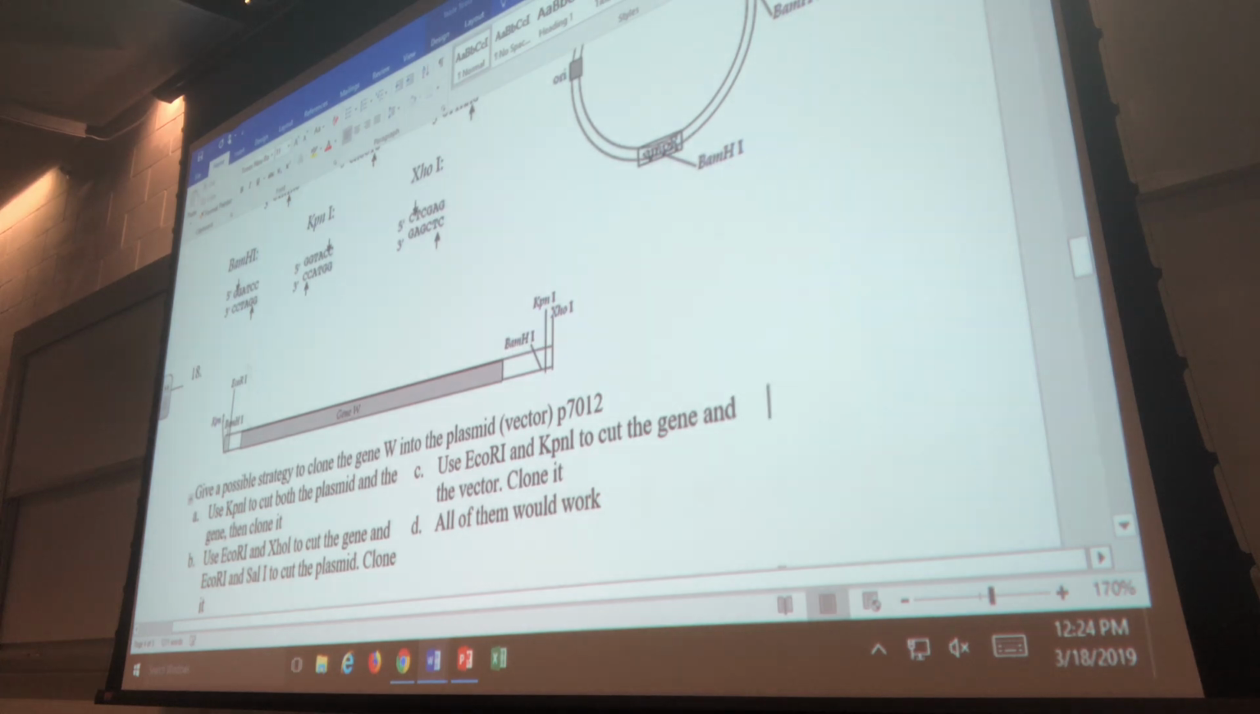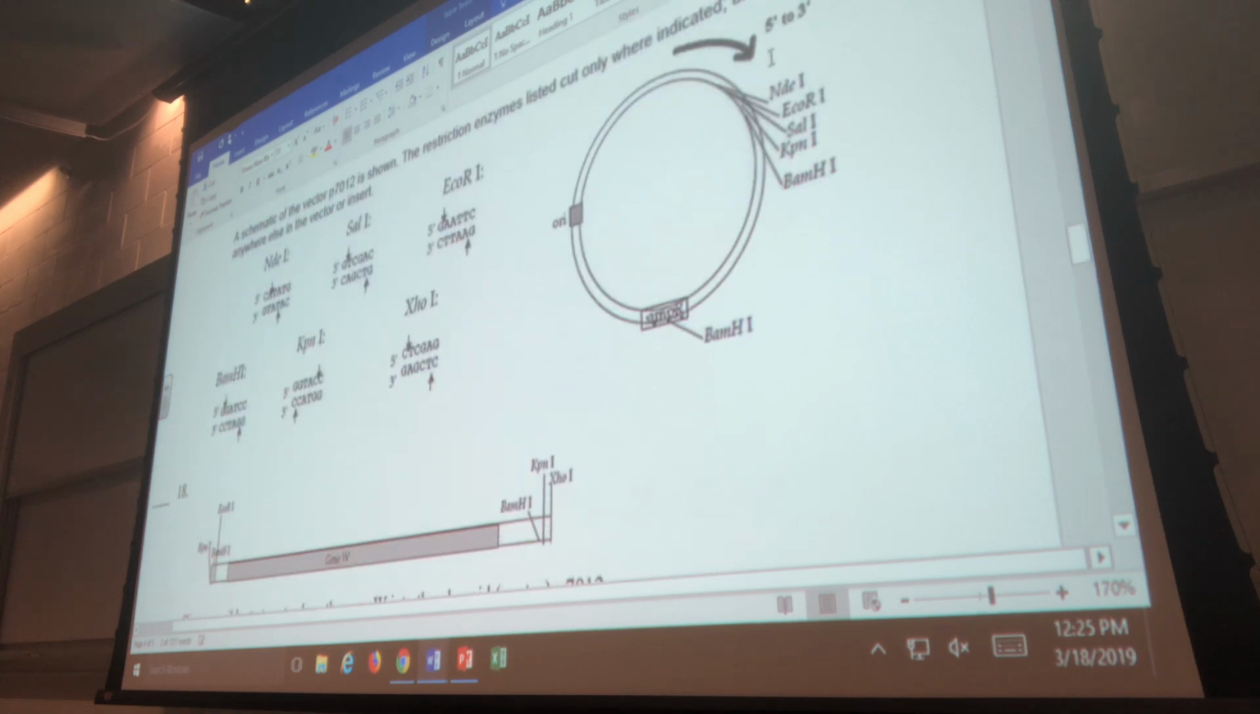Here's EcoR1, and here's KPN1. Note that there are 2 KPN1 sites on the gene, right? Doesn't matter that there's 2 KPN1 sites on the gene. Where's the EcoR1 site? It's also on the left. As long as you have one thing on the left and one thing on the right, you are fine. So, because EcoR1 matches to the left and KPN1 matches to the right on the gene, you've created 2 puzzle piece ends. As long as those same 2 puzzle piece ends are in the gene, you're good.